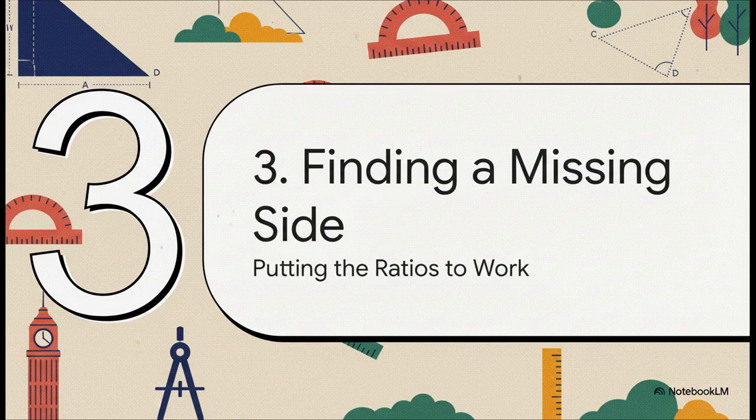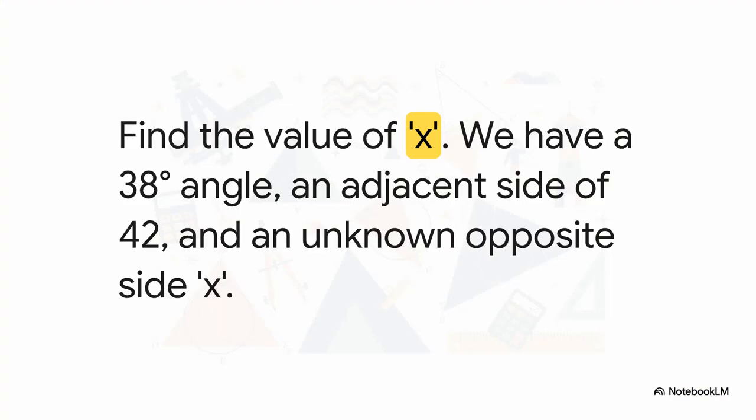Okay, so theory is great, but what can we actually do with this stuff? Well, let's put it into practice and see how it helps us find a missing side of a triangle. All right, here's our mission. We've got a right triangle here, and we know one of the angles is 38 degrees. We also know the side adjacent, or next to it, is 42 units long. Our job? Find the length of the side opposite that angle, which we're just calling x.